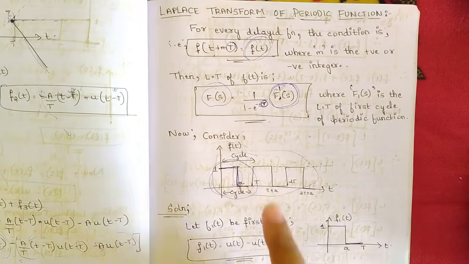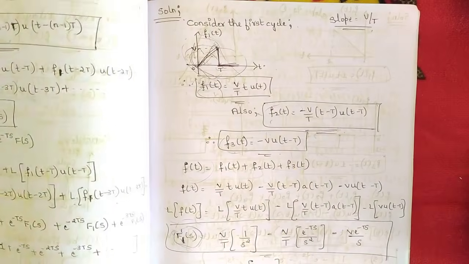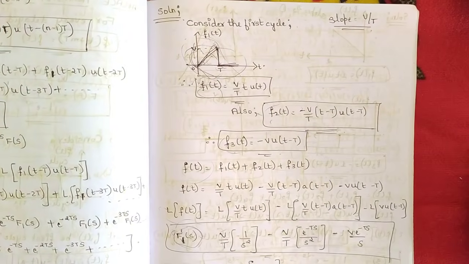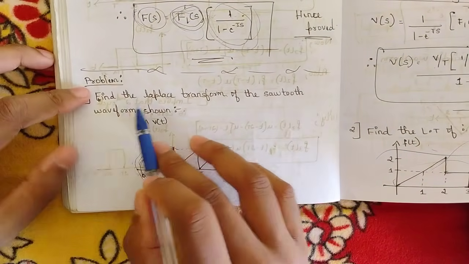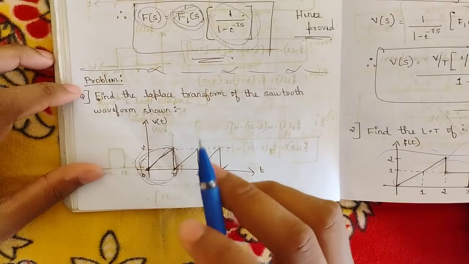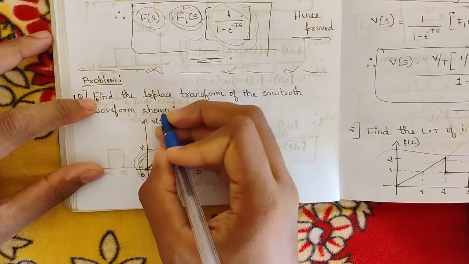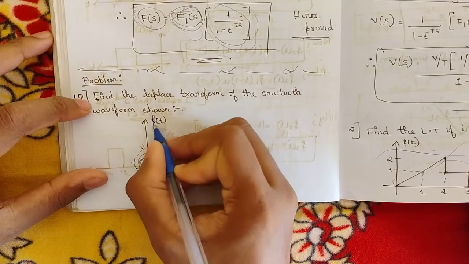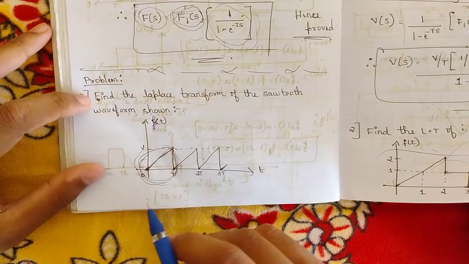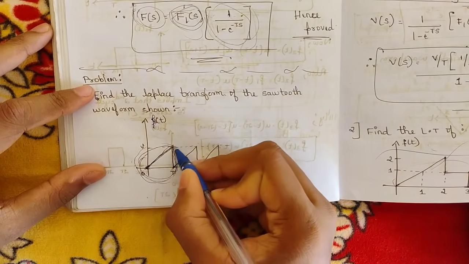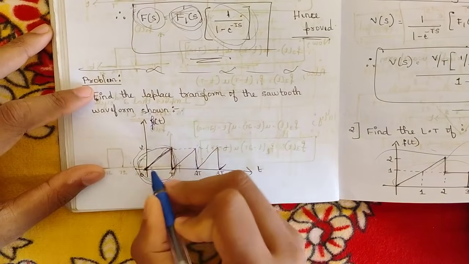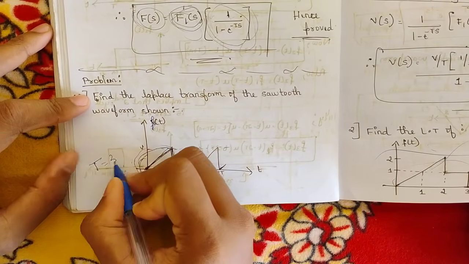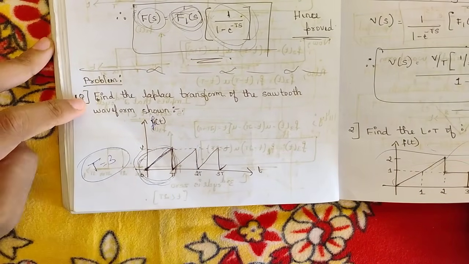So let us illustrate this with one example. Yeah, so I have one example here. Find the Laplace transform of the sawtooth waveform shown below. Okay, here this is the plot of f of t with respect to t. Okay, so you can see that this one plot here is repeated 3 times. So that's why the value of T here is equal to 3. That you should be substituting at the end.